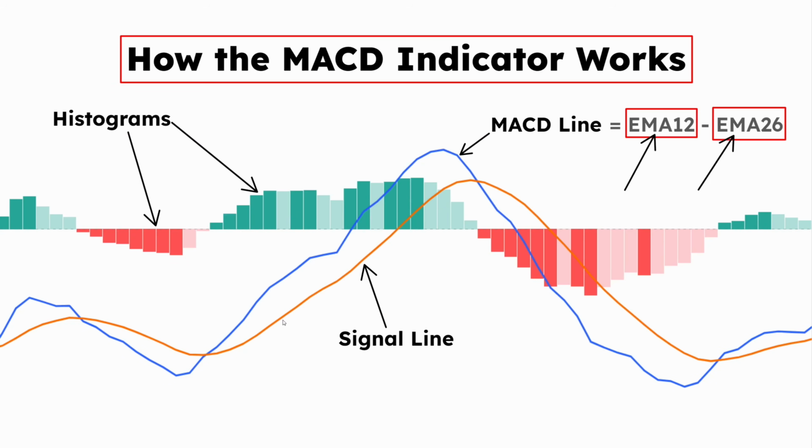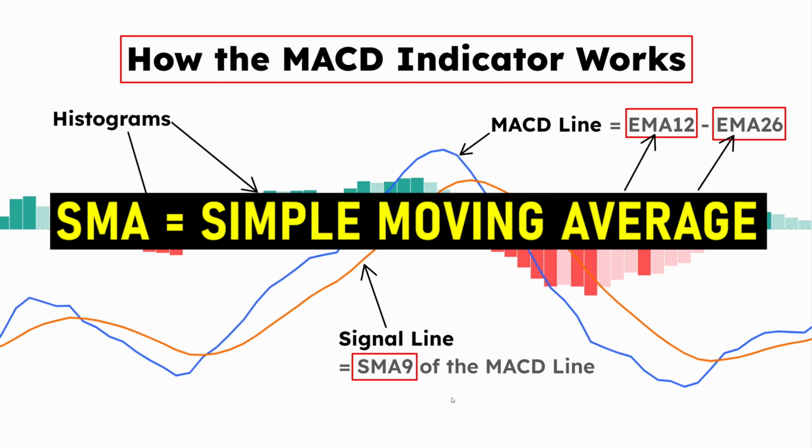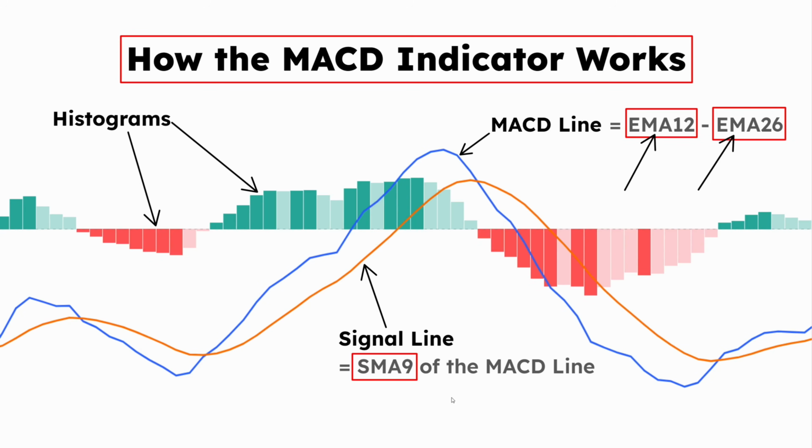But what about the orange line, the signal line? Well, the signal line is calculated by taking a simple moving average, or in other words, an SMA, of the MACD line itself. So SMA 9 basically means simple moving average based on 9 periods.